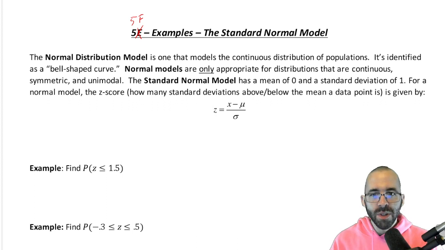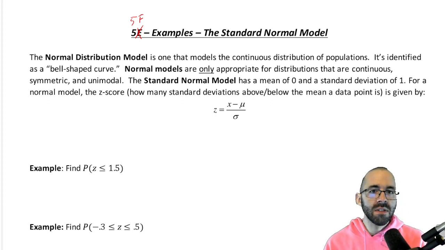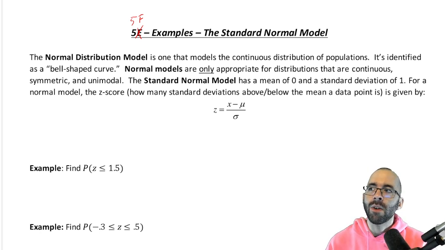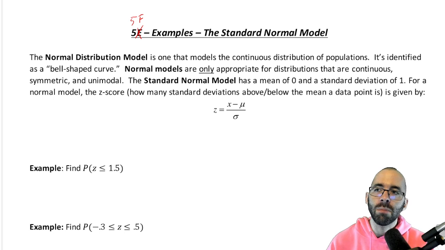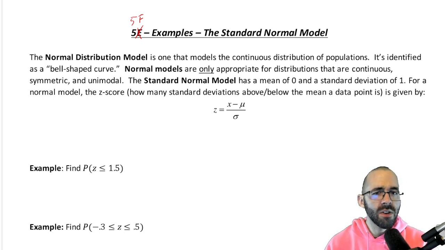The normal distribution models the continuous distribution of populations. When I say populations here, I'm just referring to the fact that, if we talk about animals or plants, like height and weight and all this stuff, a lot of those are very normally distributed. It's not actually the only way of interpreting that sentence, but it's one. It's identified as a bell-shaped curve.